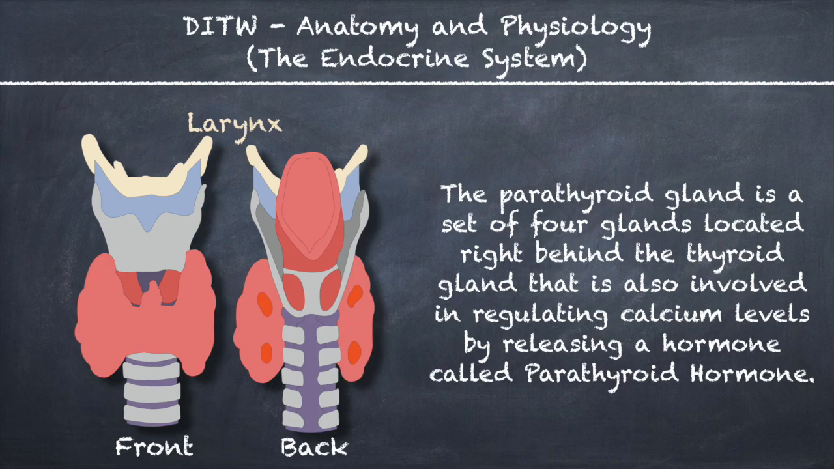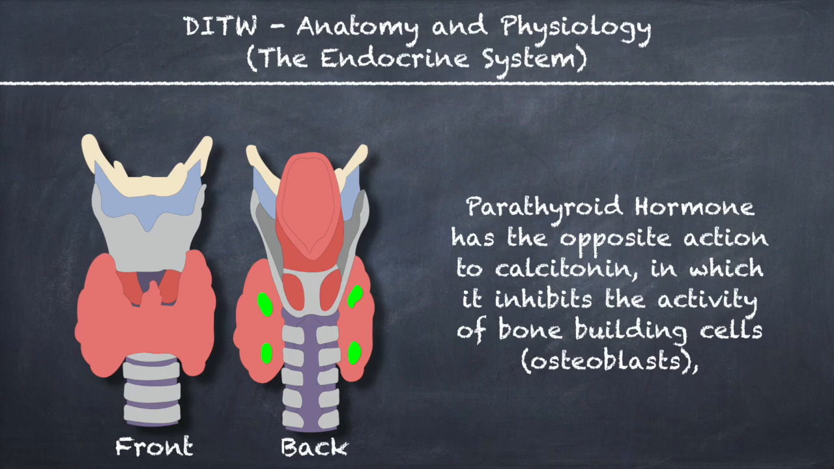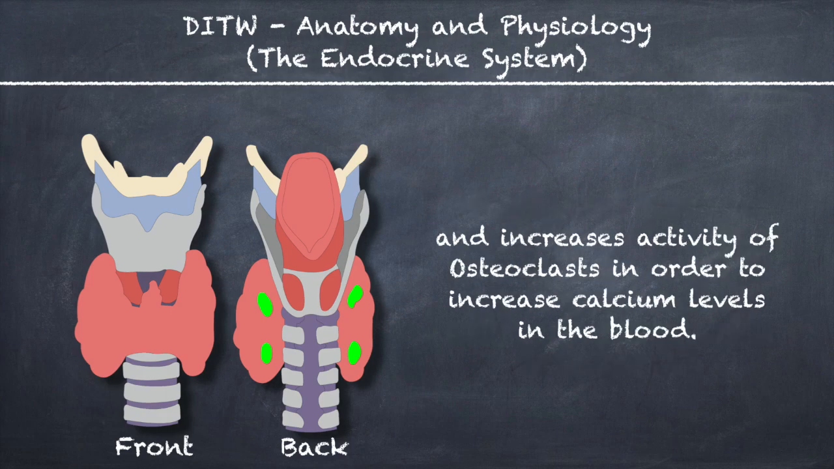The parathyroid gland is a set of 4 glands located right behind the thyroid gland that is also involved in regulating calcium levels by releasing a hormone called parathyroid hormone. Parathyroid hormone has the opposite action to calcitonin, in which it inhibits the activity of the bone-building cells, osteoblasts, and increases activity of osteoclasts in order to increase calcium levels in the blood.